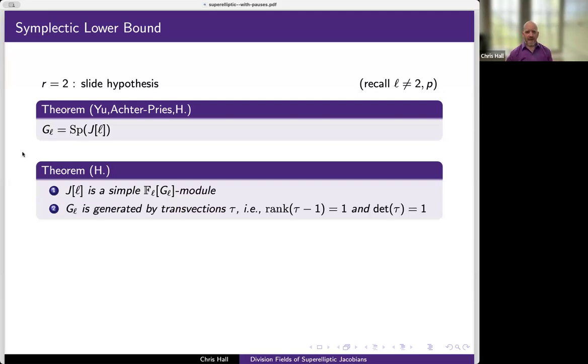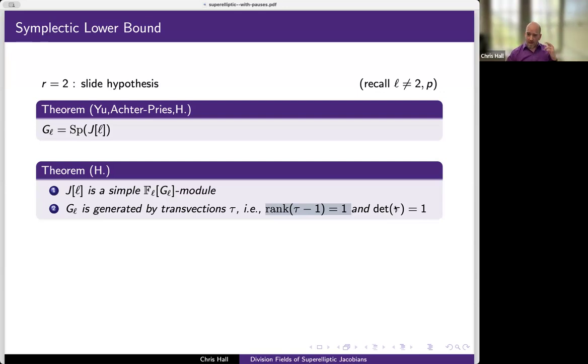A deeper fact is that I can tell you the Galois group is generated by a bunch of special elements called transvections. And I've given a technical definition of a transvection here. It's unipotent. The fact that the rank of t minus 1 is 1 tells you it fixes a hyperplane. So it almost fixes the entire space. Really, it's a codimension 1 subspace that it does act trivially on.